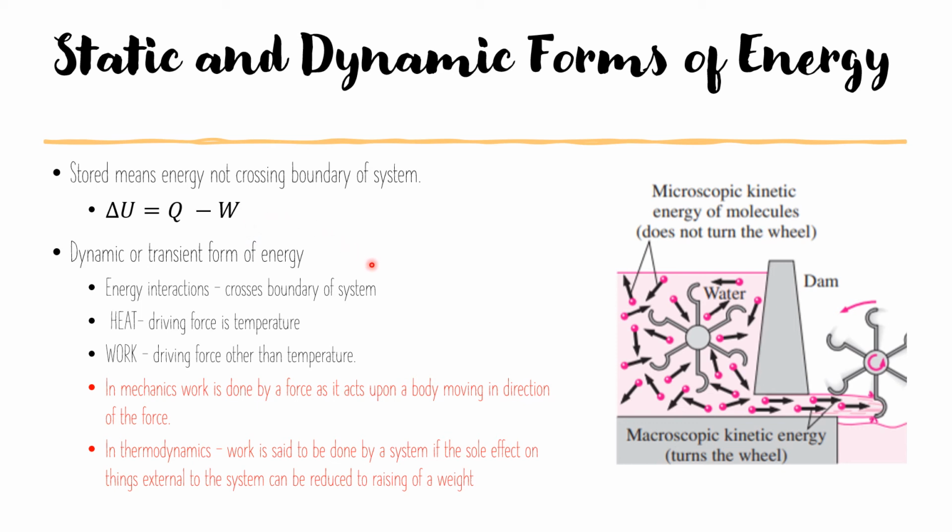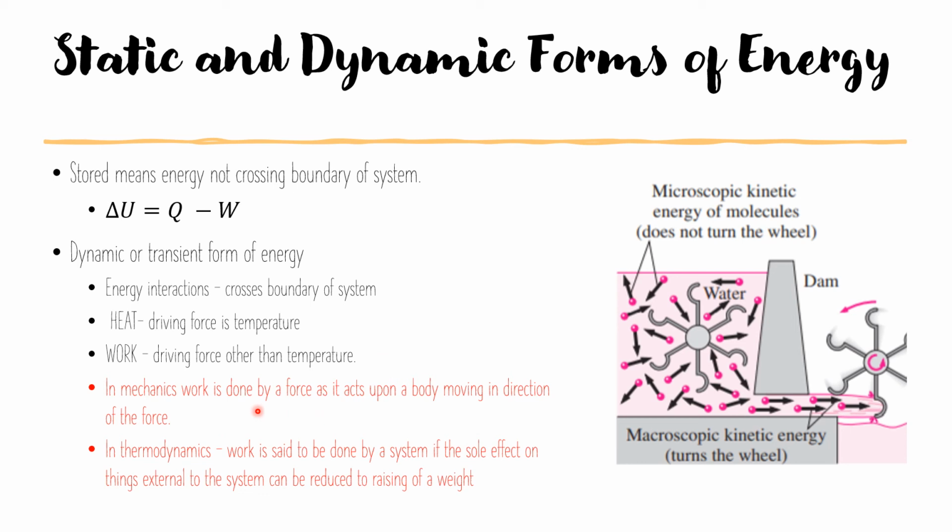The dynamic forms of energy, or transient forms of energy, are the energy interactions that cross the boundary of a system, meaning they are recognized at the system boundary as they cross it, and they represent the energy gained or lost by a system during a process. The only two forms of energy interactions associated with a closed system are heat transfer and work. An energy interaction is heat transfer if its driving force is a temperature difference. Otherwise, it is work, as explained in the next section.